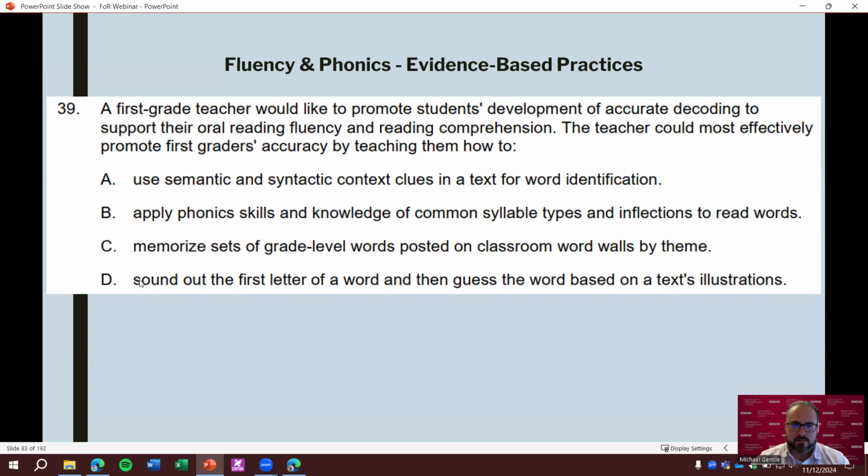And lastly, D, we can see, oh, guess. Nope, that's not going to be it. The MTEL will never, ever say guessing is the correct thing. So you have to kind of figure out, oh, this is guessing. This literally just says guess on the answer. So we can pretty easily eliminate that one.